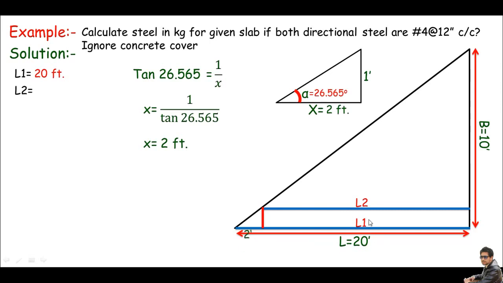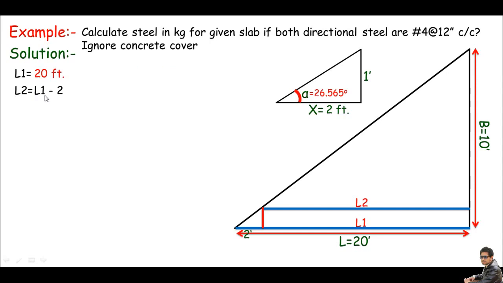Now what if I just subtract this 2 from L1, then I can get of course L2, right? And this is quite simple. So L2 is just L1 negative this small thing, which is 2. So L1 is 20, negative 2, you can get 18 feet, right? So the length of bar 2 is just 18 feet.